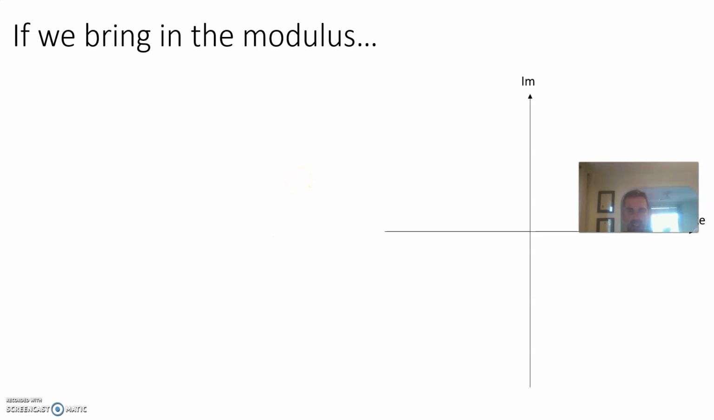Okay, so this is part 2 of the video. Now, in part 1, we just looked at cis without any modulus. So the modulus was just 1. What we're going to do now is bring in the modulus and see what that does.